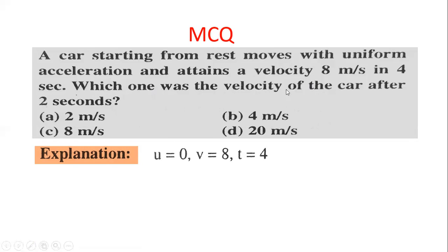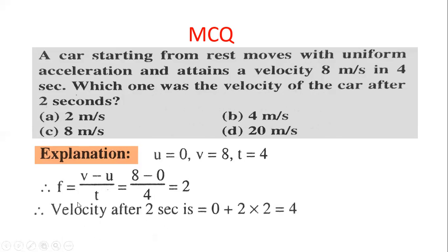That means final velocity v equal to 8 in time t of 4 seconds. That means t equal to 4. But you know the formula a equal to v minus u by t. If you put this value in this formula, then you get 8 minus 0 by 4 equal to 2. Velocity after 2 seconds, v equal to u plus at. Using this formula, you get 0 plus 2 into 2, because u equal to 0 as it starts from rest. So finally, boys, after calculation, you get 4. So our required answer is B, 4 meter per second.